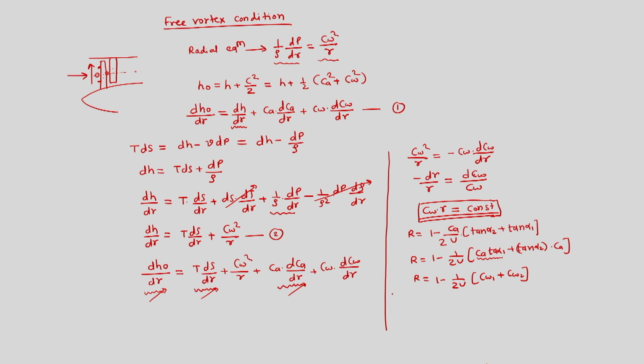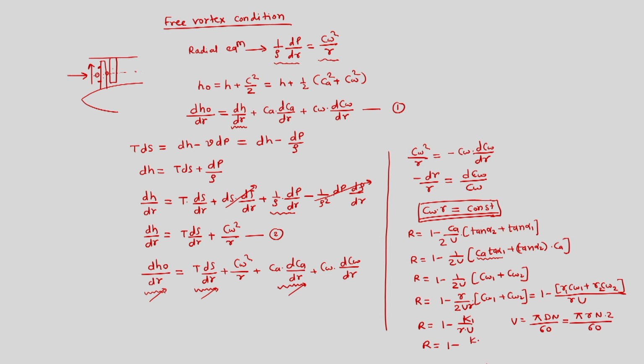Now we will multiply both the numerator and denominator by R. So we will get 1 minus 1 upon 2u into Cw1 plus Cw2, which would lead to 1 minus RCw1 plus RCw2 divided by R into u. Then we know that R Cw1 and R Cw2 are the same, since R Cw is a constant. Since this is a constant, we get R is equal to 1 minus 1 upon R into u; say that this constant is K1. But we know that u is equal to pi dn by 60, so u is equal to pi r n into 2 by 60. So it turns out that R is 1 minus K2 upon R square.